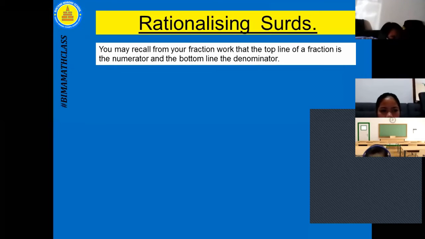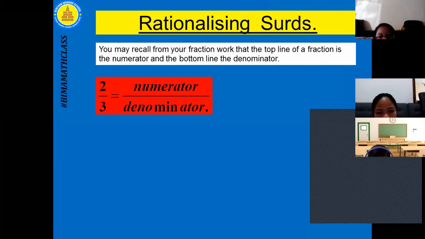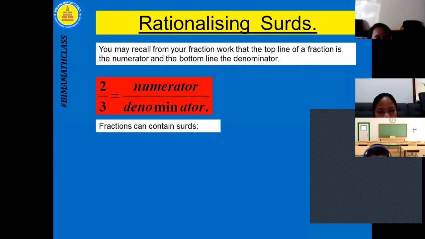Now, look at this. You may recall from your fraction work that the top line of a fraction is the numerator and the bottom line the denominator. This is just a review about fractions in English. The top line of the fraction is called the numerator and the bottom line is called the denominator. Now, we have something like this, fractions that contain surds. Now the question is this: do we need to rationalize this? No, because the denominator is already a whole number.